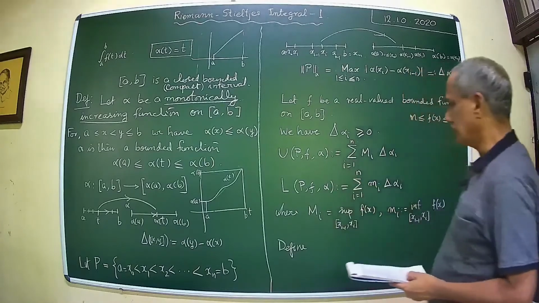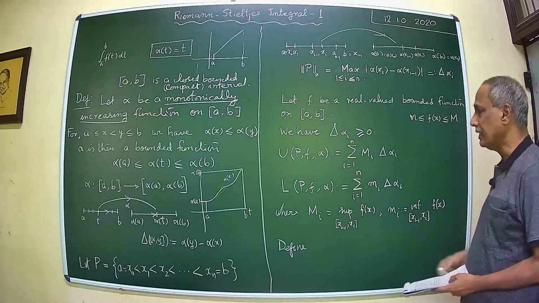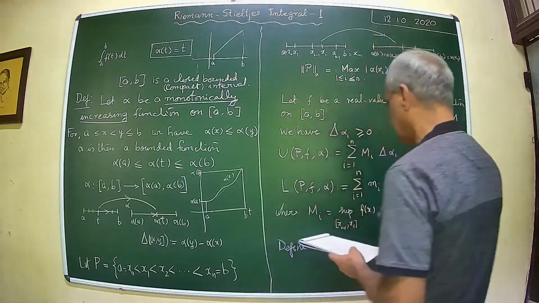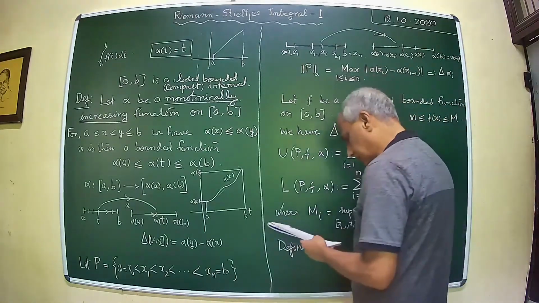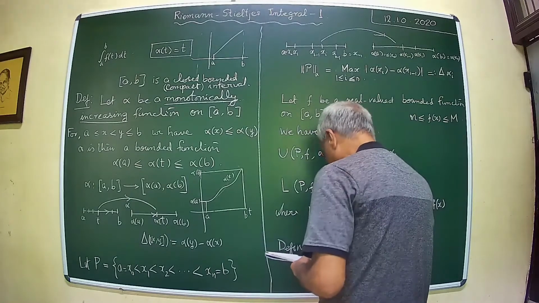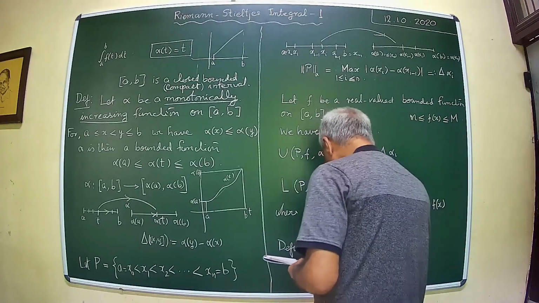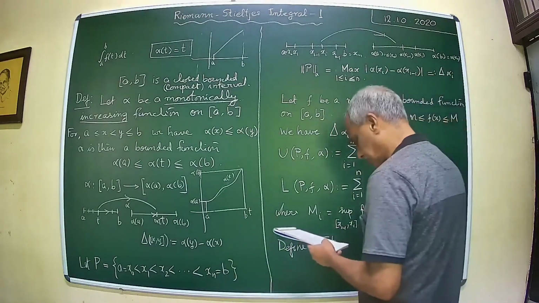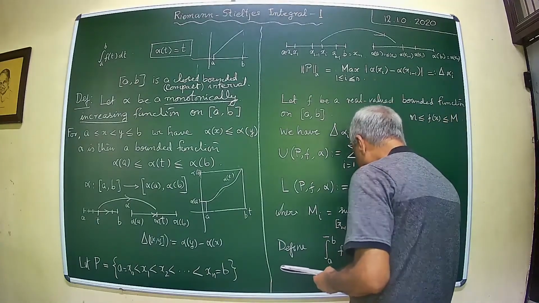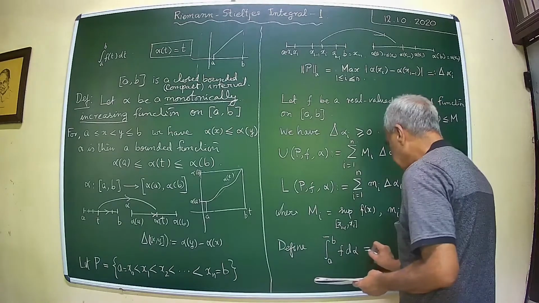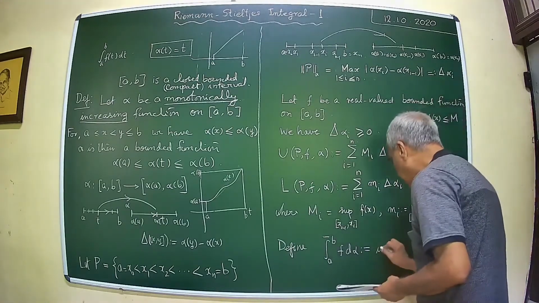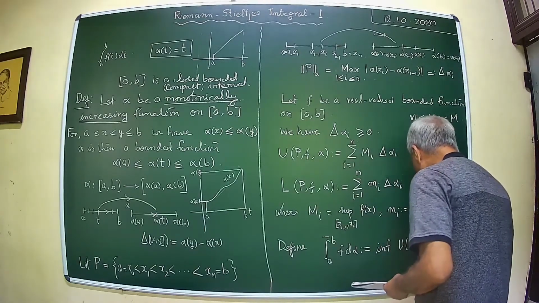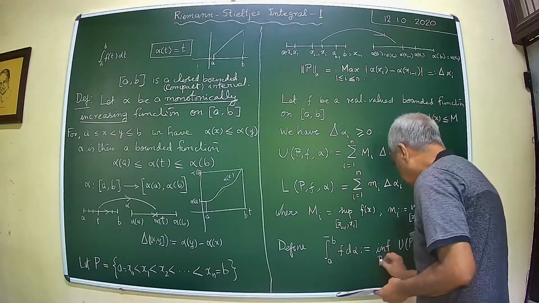Therefore, the supremum and infimum exist. So we take the infimum of all these numbers, and give the notation for the upper integral. We write the integral of f d alpha, and define this as the infimum of U(P, f, alpha), the infimum taken over all partitions P.